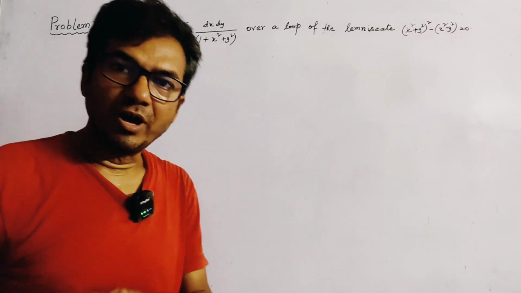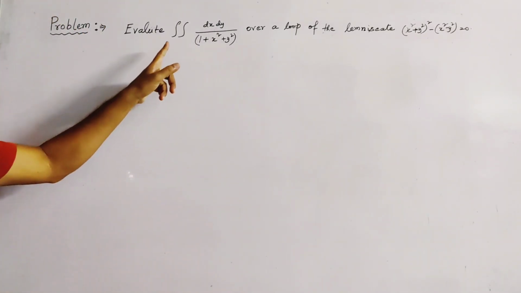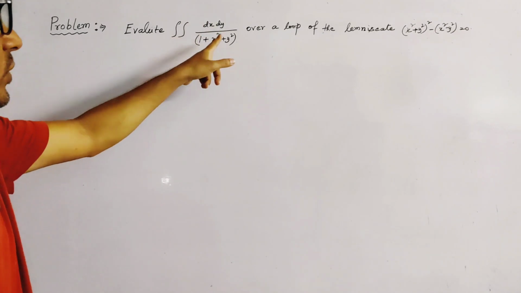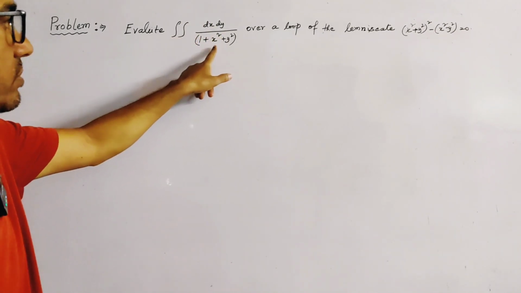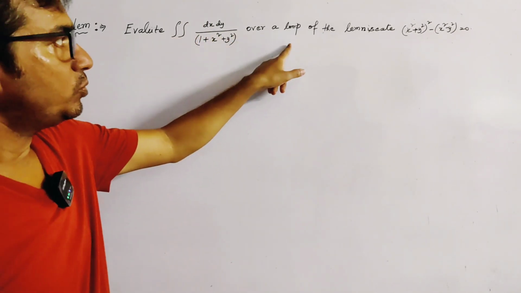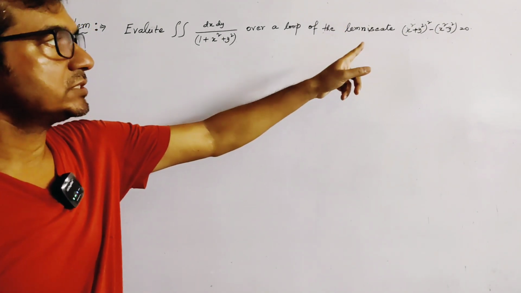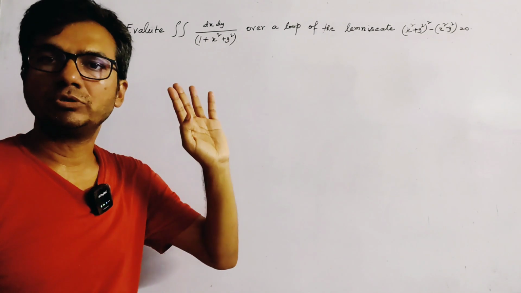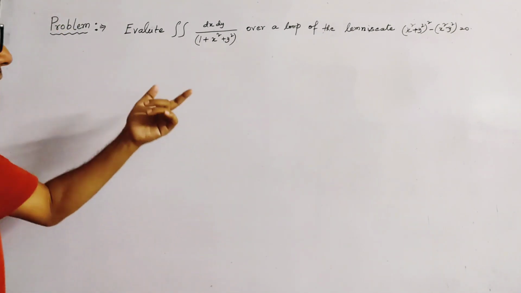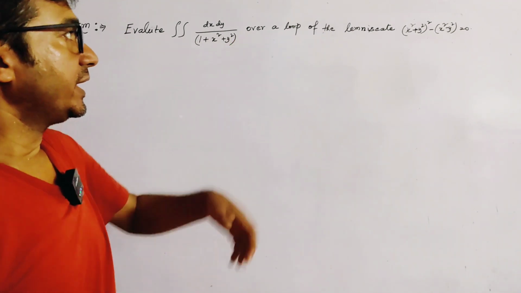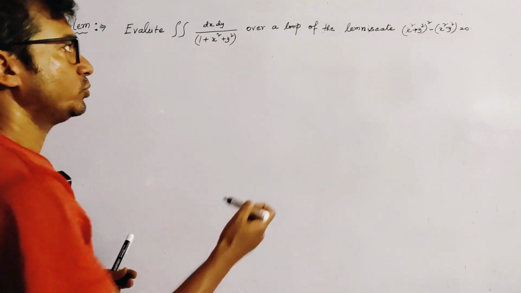Here we evaluate a double integration, double integral of dx dy by 1 plus x square plus y square whole square, over a loop of the lemniscate (x square plus y square) whole square minus x square plus y square equal to 0. Here the region is given by a loop of the lemniscate.